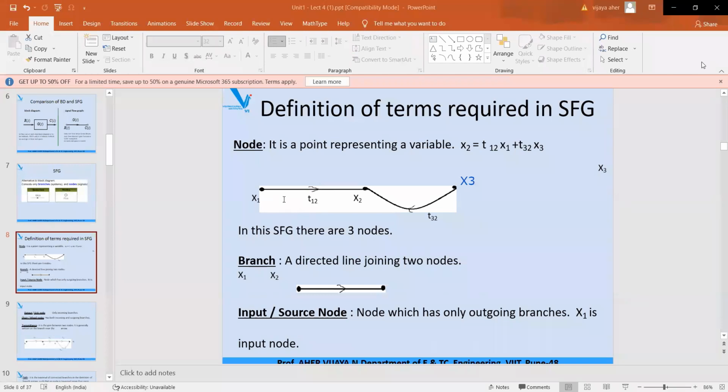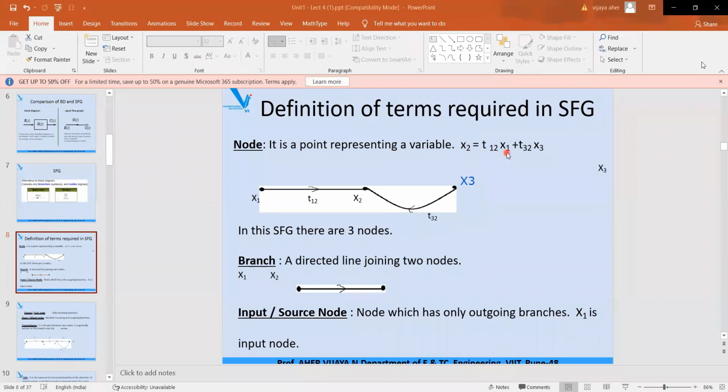So my signal is moving from the x1 to the x2 node in this direction. So I'm going to write transmittance T. Signal is moving from 1 to 2. So I have written T12 into x1 is nothing but my x2. Got the point? So I have written x2 is equal to T12 into x1.